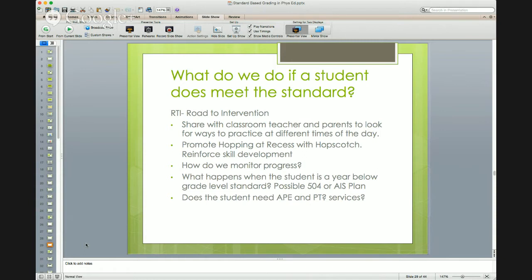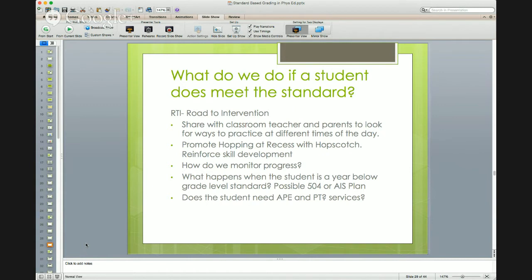And how would you monitor it? If you do a standards-based grading lesson, you shouldn't just be doing this assessment one time a year and then never see it again. You should make sure that you're monitoring all of your students' progress throughout the entire school year, which is very important. And I think the big thing is in physical education, sometimes we don't always do this.